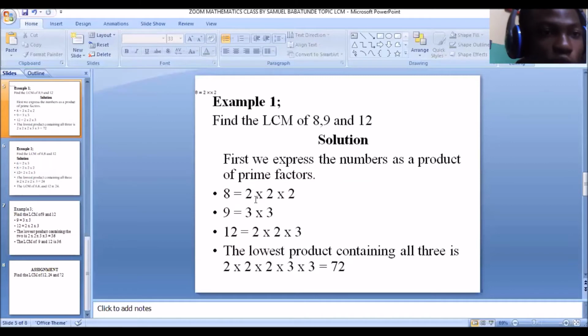Now we can say 2 times 2 will give us 4. 4 times 2 will give us 8. So we express 8 as a product of its prime factors: 2 times 2 times 2. Now we'll move to the next number, which is 9. We'll express it also as a product of its prime factors.